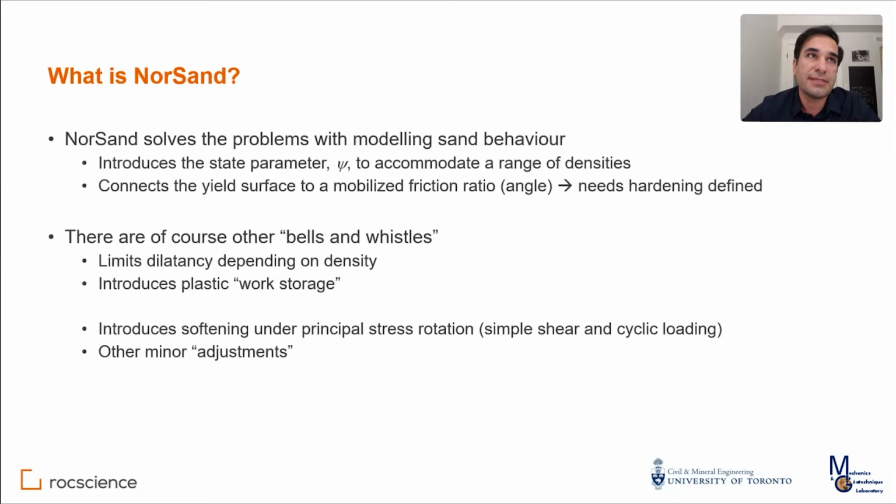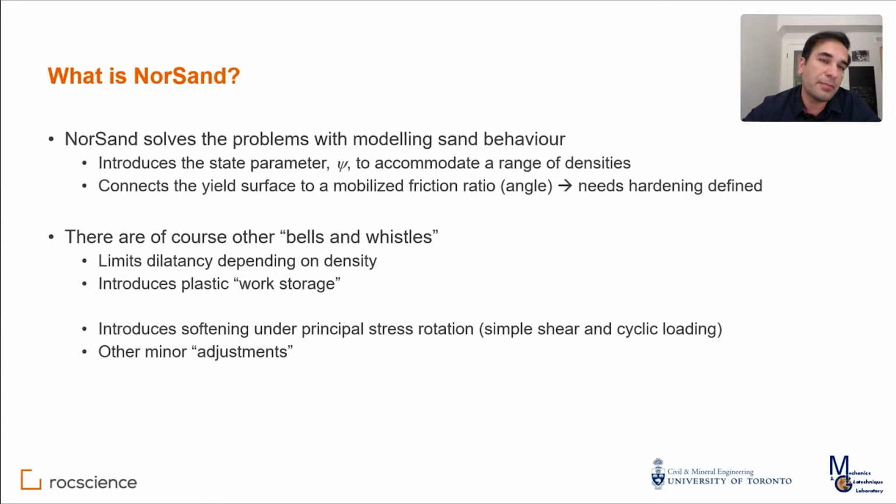So what Mike Jeffries did, he introduced the idea of state parameter into CAM-CLAY that enables you to define all sorts of densities, void ratios, and then he untangled the yield surface from the critical state, and it gave it the ability to change shape by making it a function of the mobilized friction angle, or the image friction ratio, which is equivalent to that.